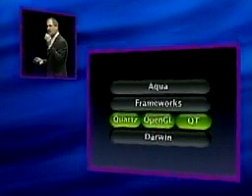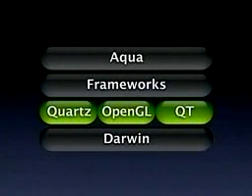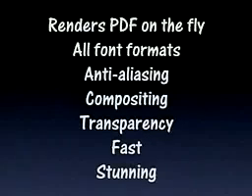We have 3 core systems in our graphics. Quartz, our whole new 2D graphics engine, OpenGL for 3D, and QuickTime. So Quartz renders PDF on the fly and anti-aliases it as well. We support all font formats, and we support compositing and transparency right in the graphics model. And you'll see what that means in a second. It's fast and it's stunning.